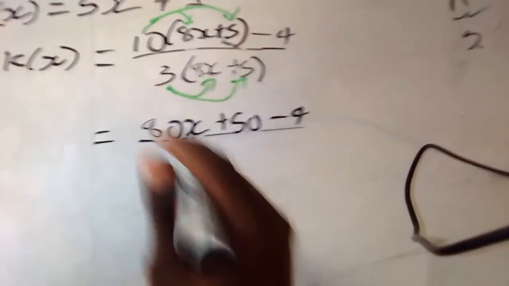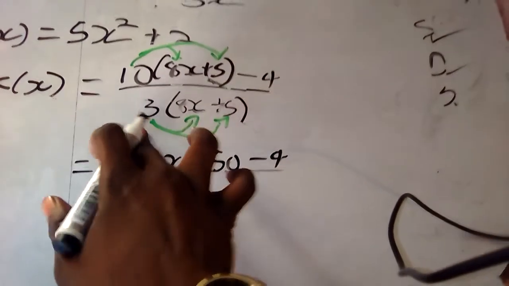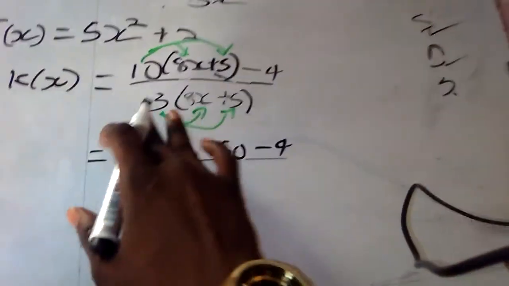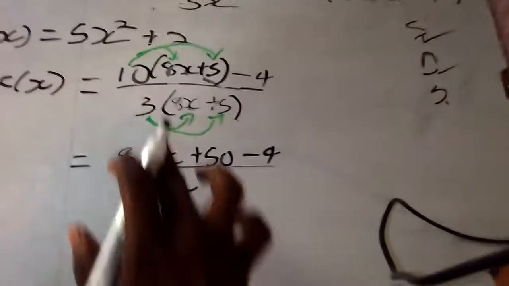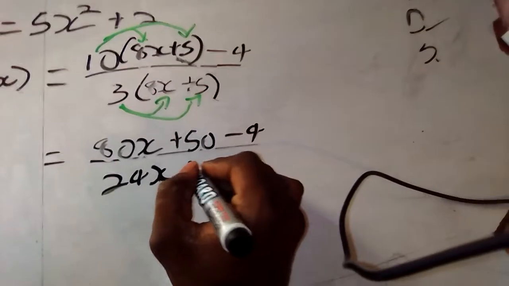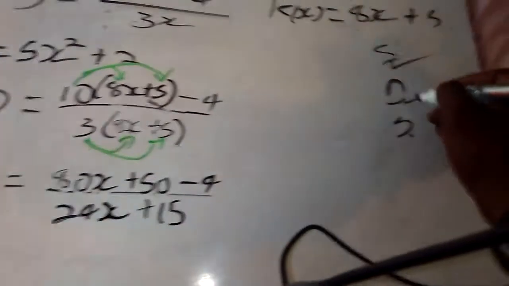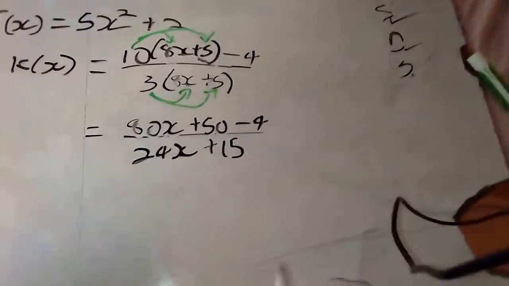Then you distribute the bottom part. 3 times 8x is 24x. Same thing again, we have a number by another term, we multiply the two numbers and put back the variable. So 3 times 8 is 24 and put back the x. 3 times positive 5 is positive 15. So we're done with the distribution. Now all we need to do is the last thing, which is to simplify.